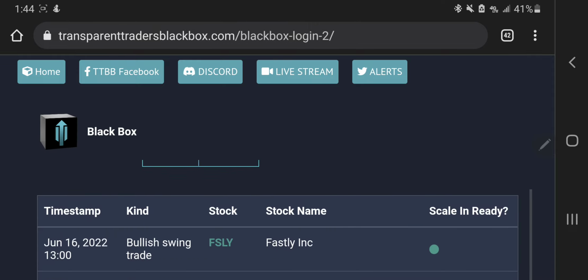This one is a bullish swing trade. Essentially, we want to take a look at market conditions overall, but this one is going to be a bullish swing trade. Alerted on June 16th at the close. Remember, I'm on Pacific Standard Time, so 1300 is market close for me. Now, let's take a look at the chart.